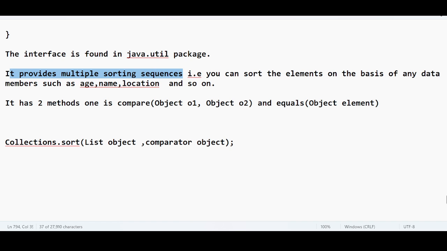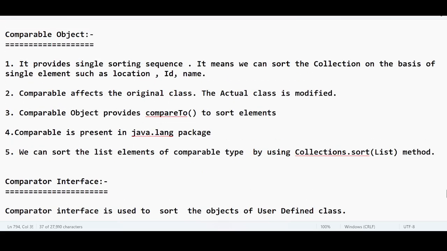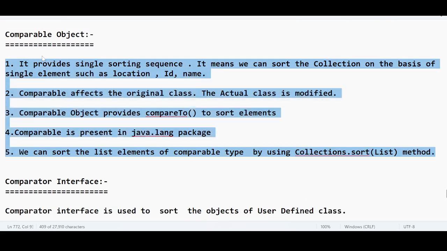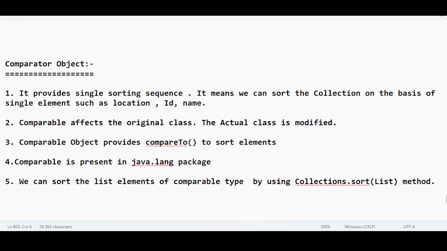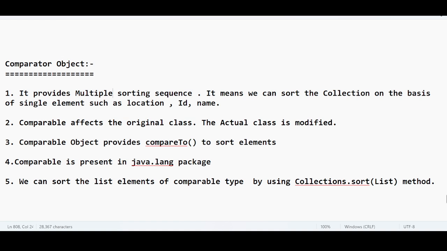Even if I want to make this more concise, the real advantages of comparator, I can do what, I will copy this comparable object. It is going to be just opposite. In future, we will get it. What is the difference between comparable and comparator? The comparable is providing single sorting sequence. Comparator is providing multiple sorting sequence. It means you can sort the collection on the basis of multiple elements.